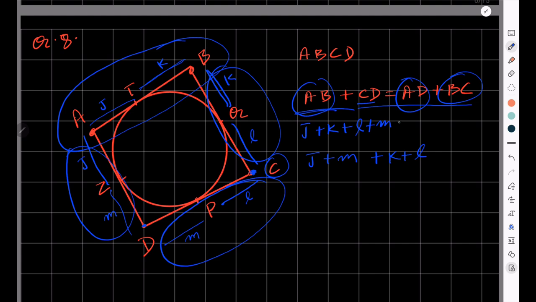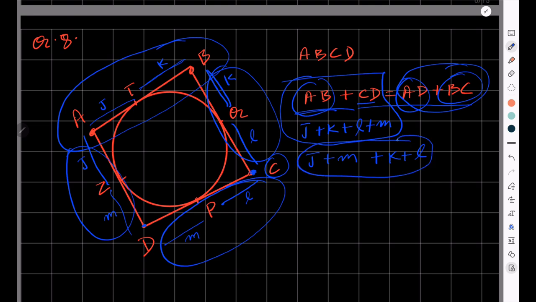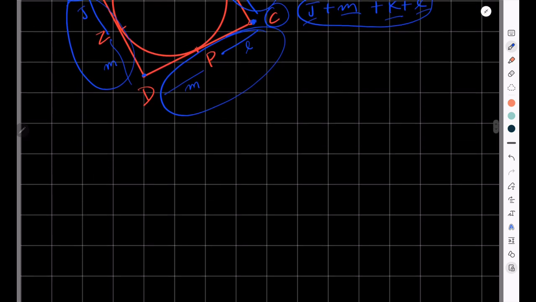Okay. So this AB plus CD is this one. And this AD plus BC is this one. And then you can see that these two things are same because you see there is one J here, one J here, K, L, M, M. So we can prove that this is equal to this. So this is how we will do this question.